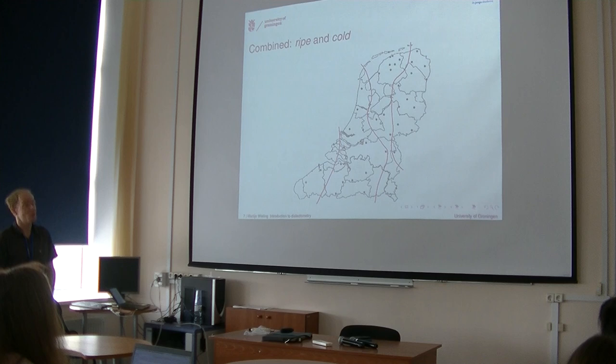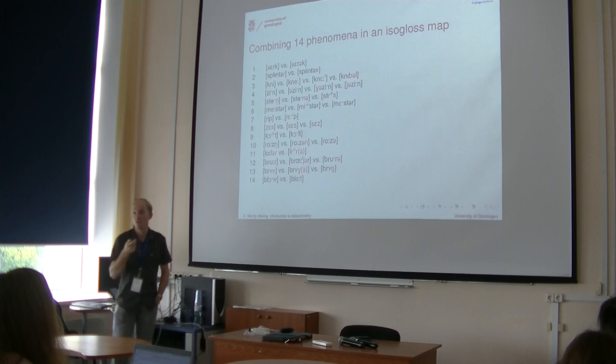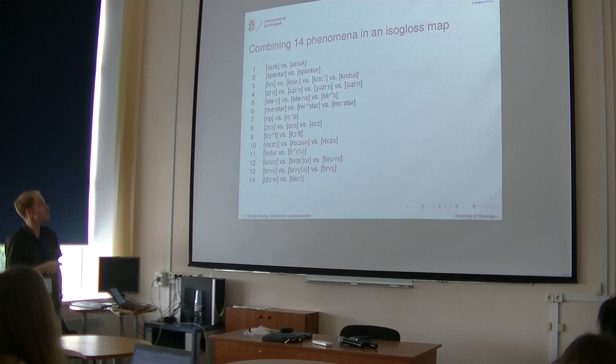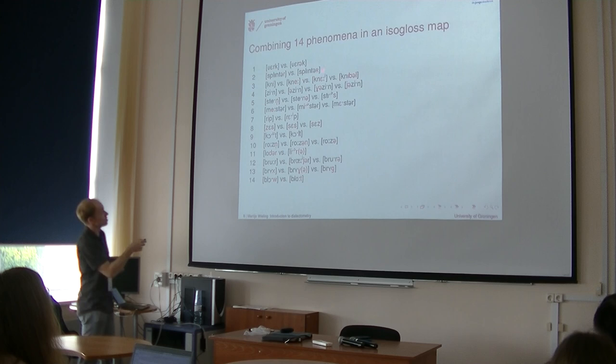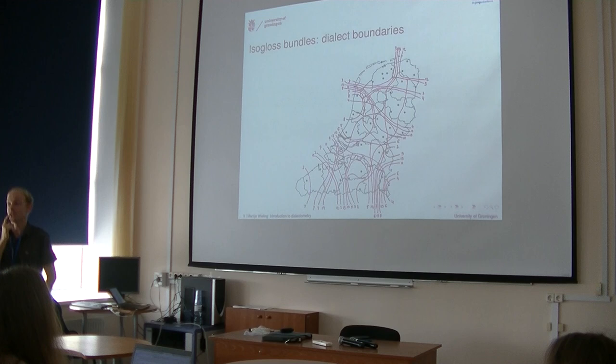But what happens if you take even more? What would happen if you take 14, which is still not too much, but 14 phenomena in an isogloss map? We have werk versus werk, which is work, we have splinter, which is also this tiny piece of wood in your finger, versus the other type of R, we have knie versus knee, we have all these kinds of different variants in one map. So what do we get? Well, we get this. It looks like a mess, huh?